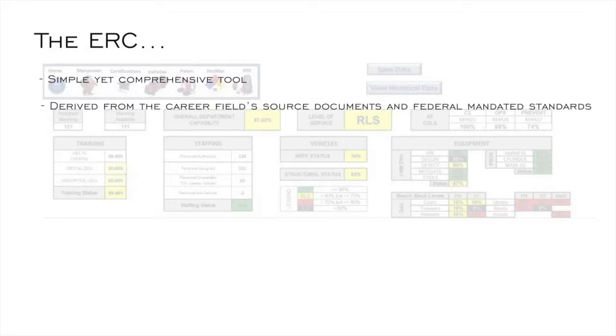As mentioned in Step 2, the Emergency Response Capabilities Reporting Tool is a simple yet comprehensive tool derived from the career field source documents and federally mandated standards. The governing directives now task every fire department to report the same data points for their respective capabilities based off facts instead of assumptions. The ERC finally made it possible to capture consistent and accurate data for reporting to higher headquarters.